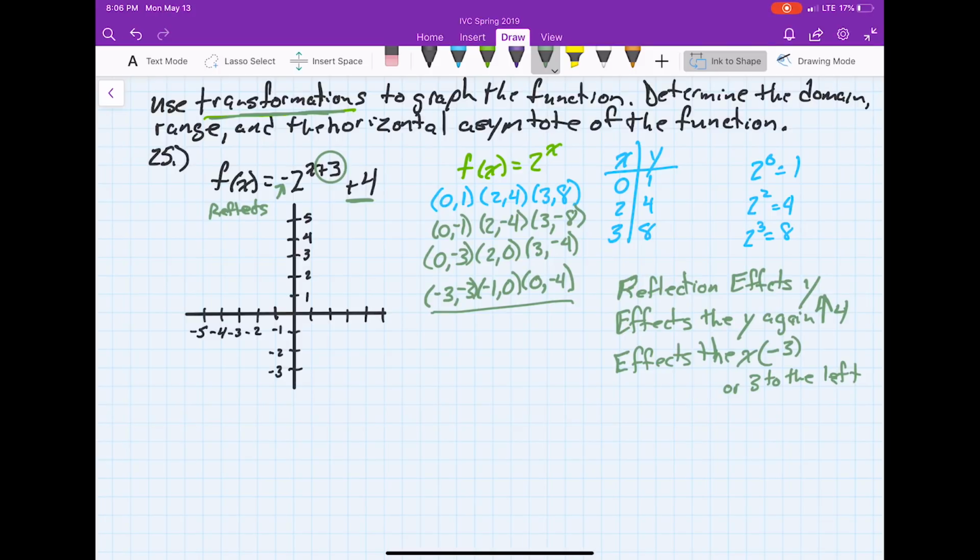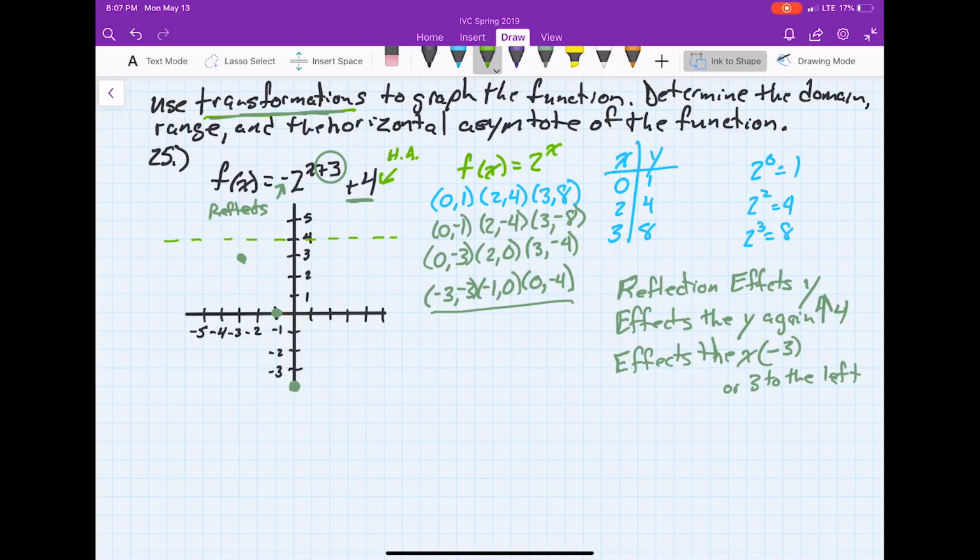So what I'm going to do next is just plot those numbers. So here's our -3, 3, and then we'll go 1, 0. It's going to be right here, and then 0, -4. It's nice that we have the x and y intercepts. And remember, this is our horizontal asymptote. To get your full credit, you're going to need to draw that guy. So I'll just sketch that guy.